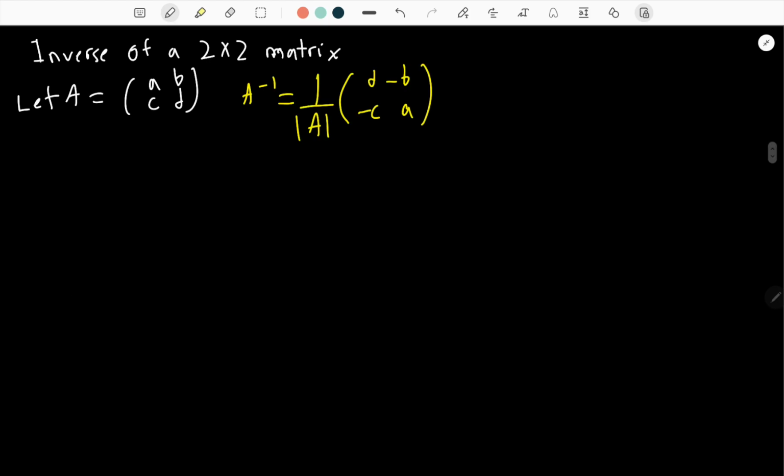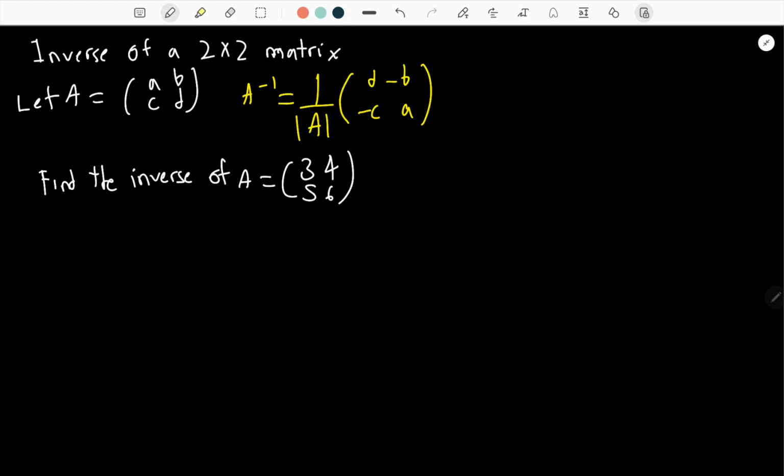So now let's learn how to find the inverse of a 2 by 2 matrix. Assume that we have a matrix A where A is equal to a, b, c, d. The inverse of A is equal to 1 over the determinant of A times, we flip a and d and we put negative signs on b and c. So very straightforward, and let's look at one example.